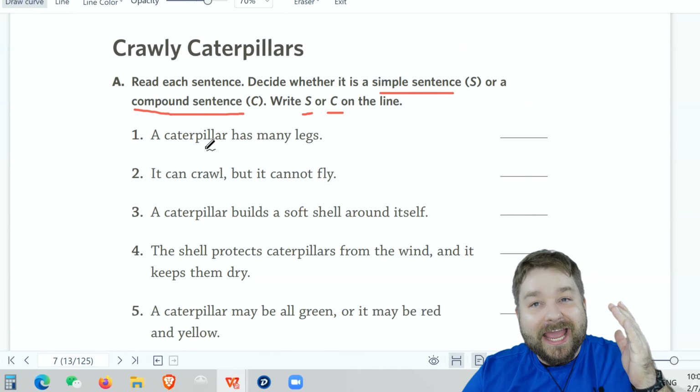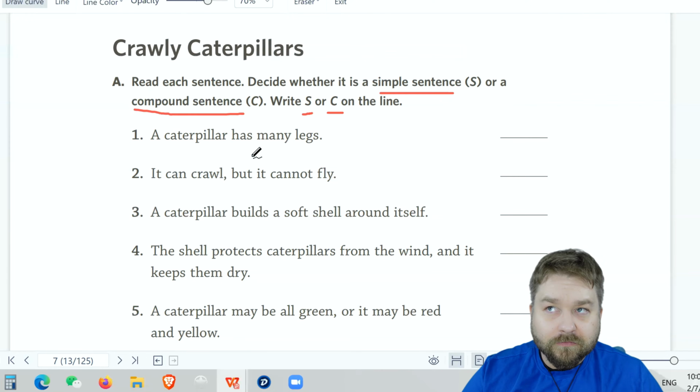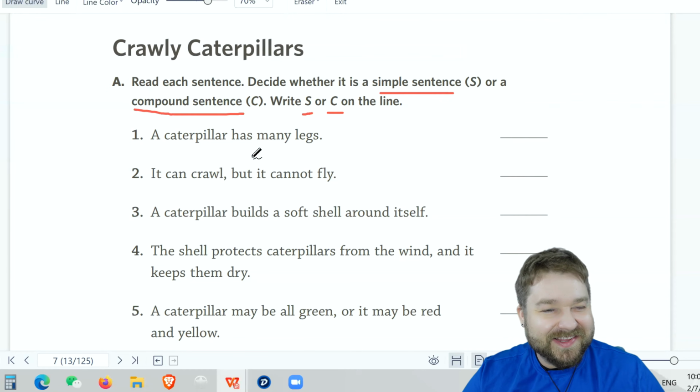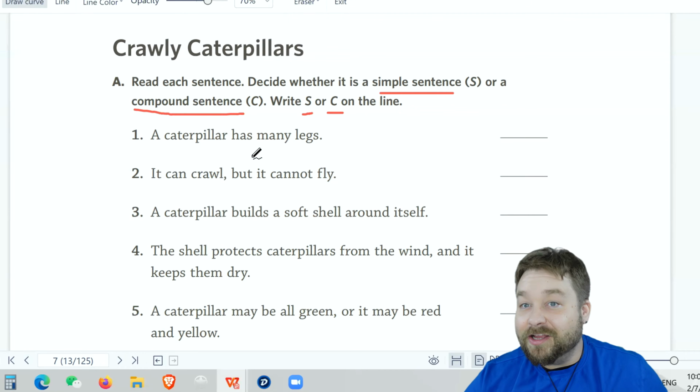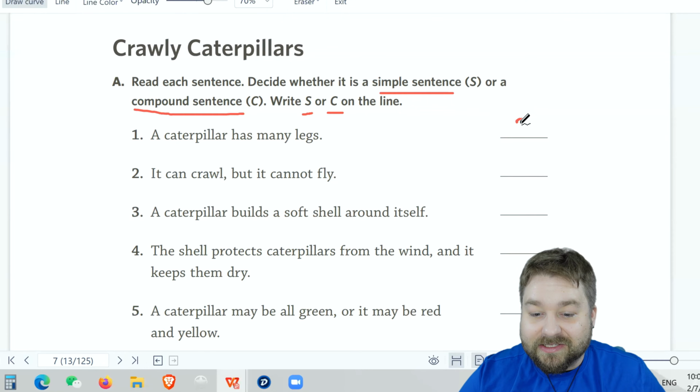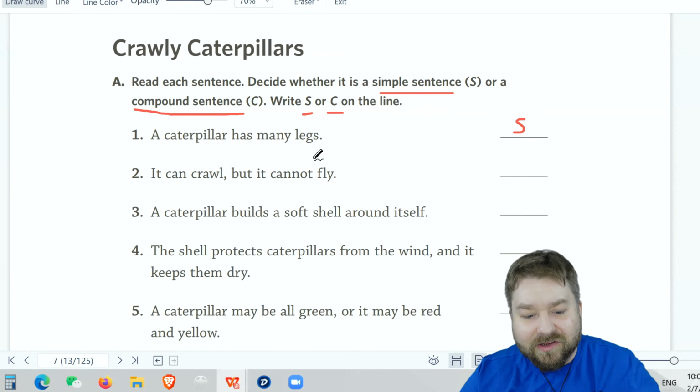Number one, a caterpillar has many legs. Does that seem complicated? Does that seem hard? Does it seem like there's a compound of something? No, you're right. It's a simple sentence. So we're going to call this one S, right? There's one subject, a simple verb, a predicate, nothing serious.